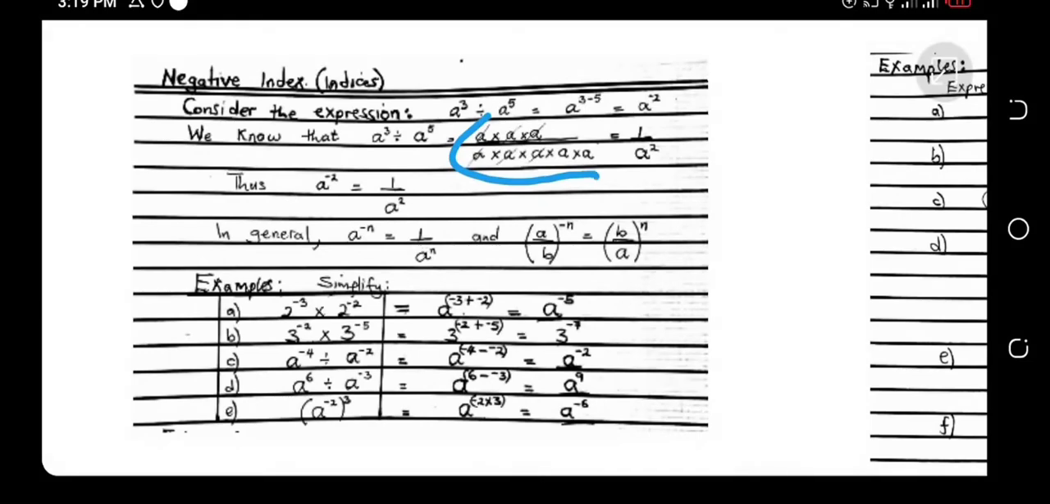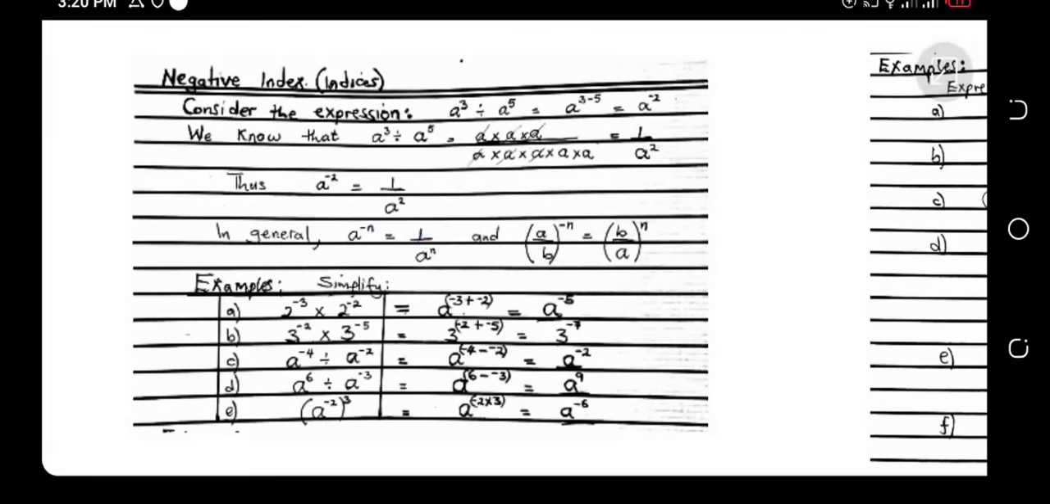When they cancel, all the a's on the numerator are gone, so we remain with 1, and on the denominator we remain with 2 a's, thereby it becomes a squared. The answer here is 1 divided by a squared. So this is an answer to this expression, and the other one was also an answer to this expression, implying that these two answers are equal. That's why we are saying that a power negative 2 is the same as 1 divided by a to power positive 2.